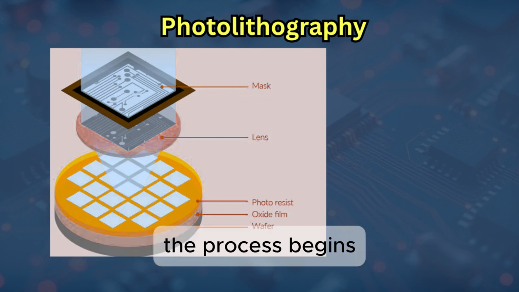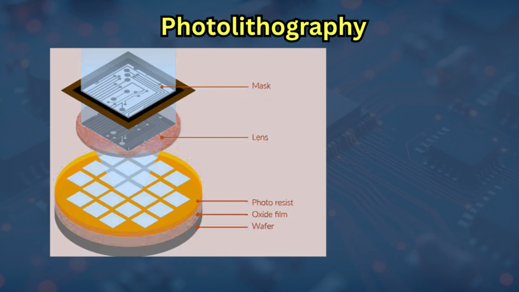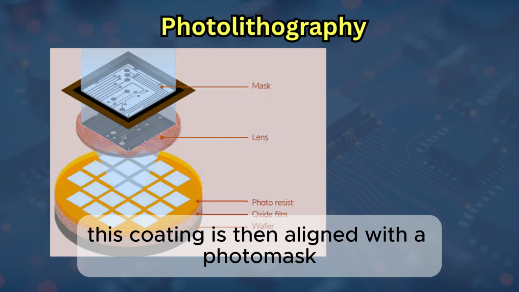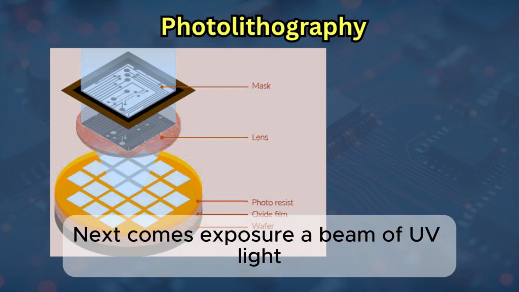The process begins by coating the wafer with a photoresist, a light-sensitive polymer. This coating is then aligned with a photomask, which contains the desired pattern. Next comes exposure.